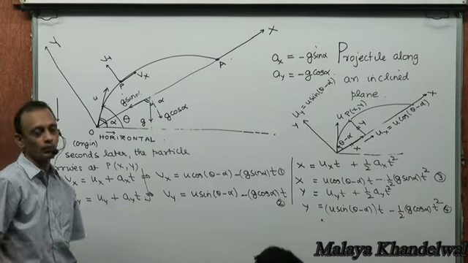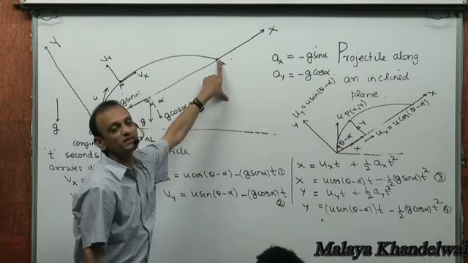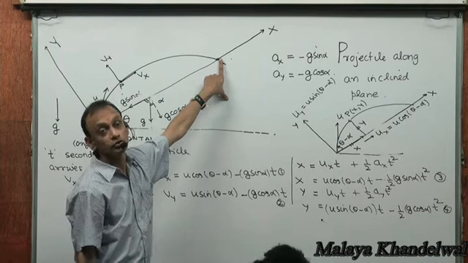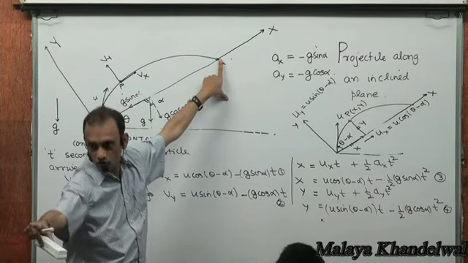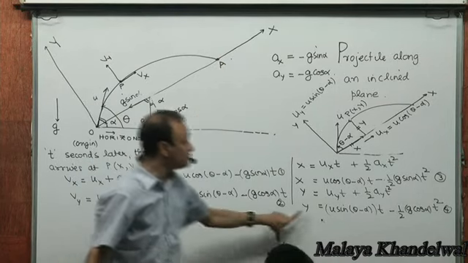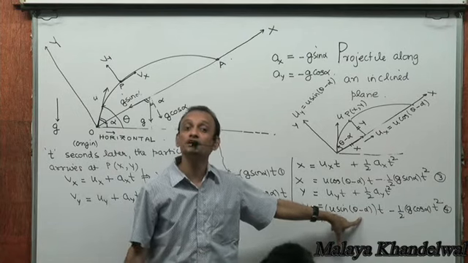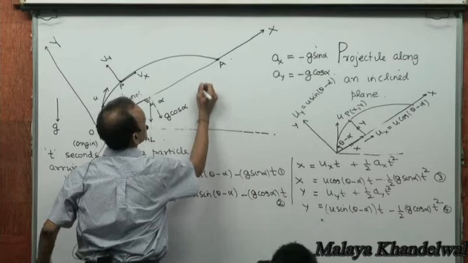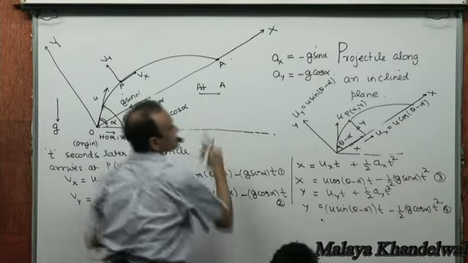Now, what happens to y when the particle reaches a? 0. When the particle reaches a, y becomes 0. Yes or no? Right? That means if you plug in y equal to 0, you should be able to get the time it takes to reach a. At a, what happens?